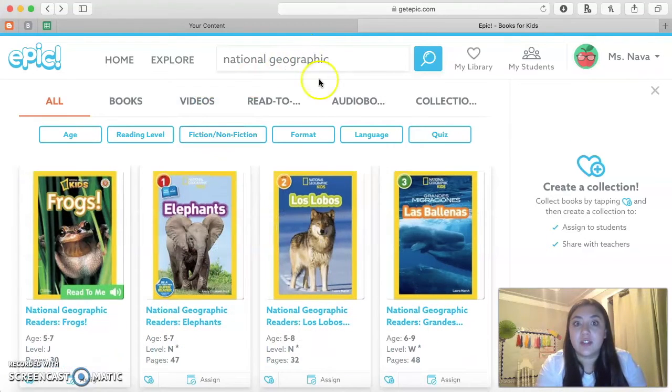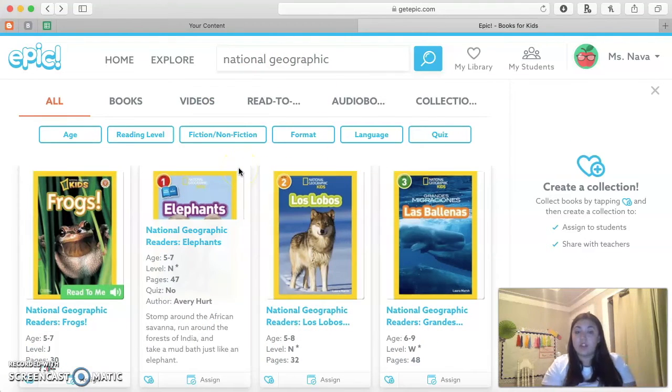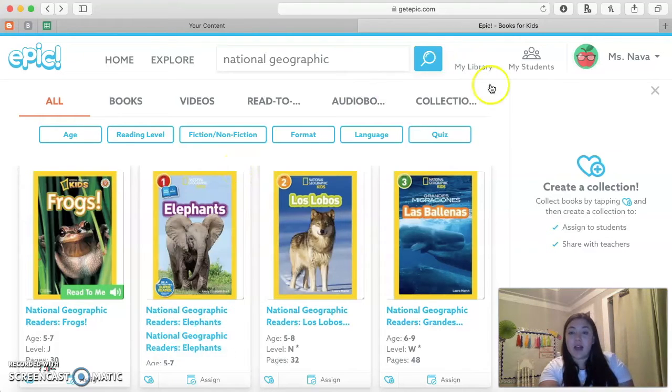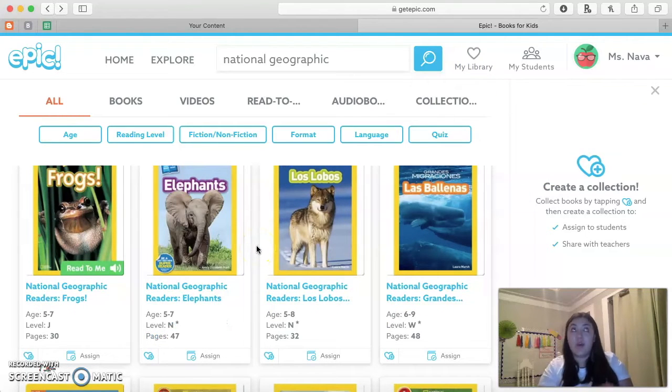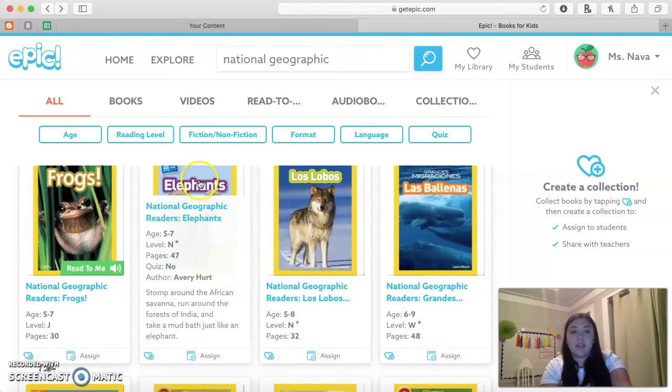I typed in National Geographic because I know National Geographic gives me lots of good books about all different topics. So one that I really see, I really like elephants, and I know in science last week we even looked at elephants, so I think I want to learn a little bit more, so I'm going to click elephants.